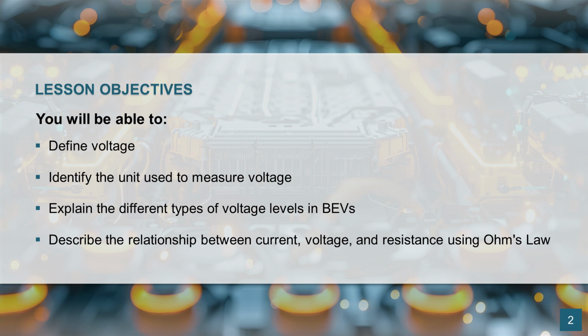Let us look at our lesson objectives. By the end of this lesson, you will be able to define voltage and explain its role in electrical circuits. Next, you will be able to identify the unit used to measure voltage. Next, you will be able to explain the different types of voltage levels in battery electric vehicles. Finally, you will be able to describe the relationship between current, voltage, and resistance in battery electric vehicle circuits using Ohm's law.